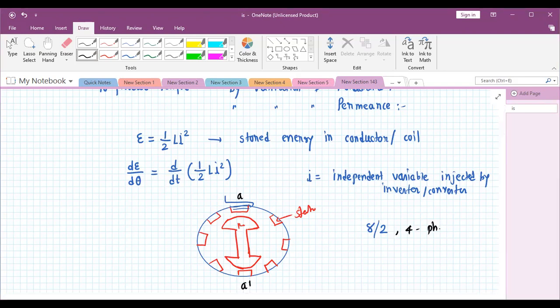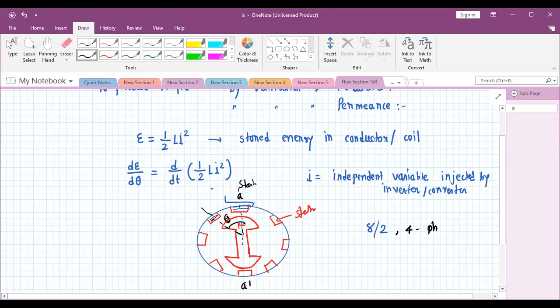Now what is the meaning of theta? Theta is the angle of the rotor position. Say for example, this is the original, starting position. Whenever I excite this winding, the rotor will rotate by some angle. That is theta.